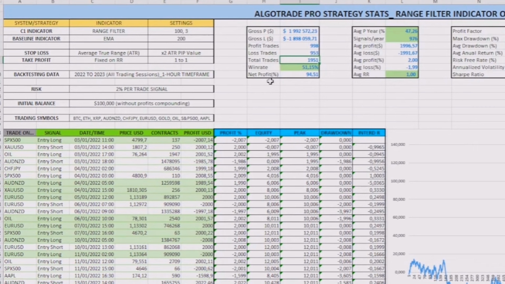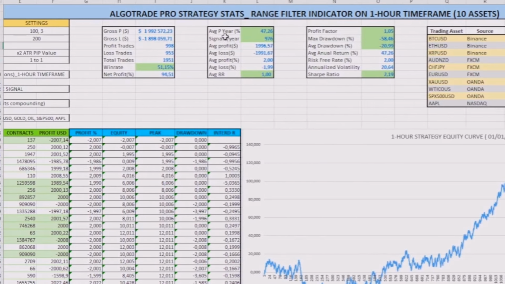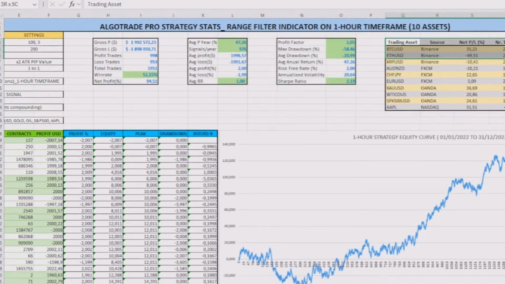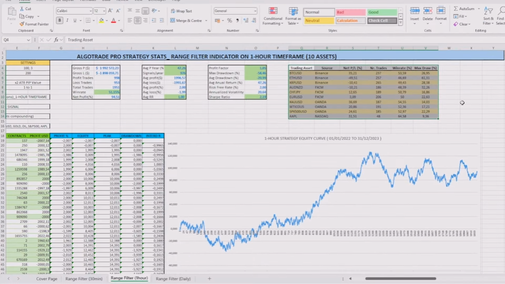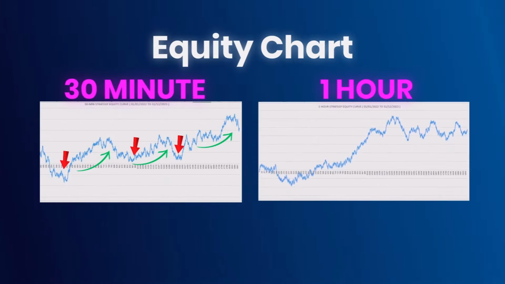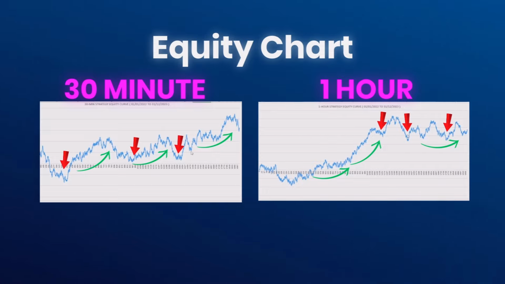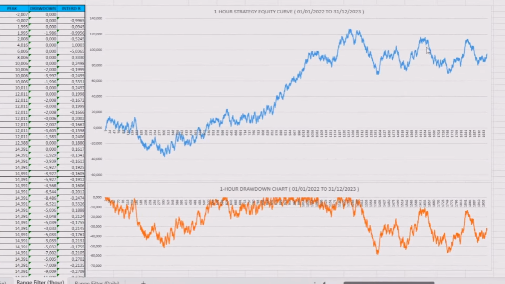Next, in the 1-hour time frame, after 1,950 trades, the indicator achieved a win rate of about 51% and a net profit of 94%. Again, here you can find other metrics and also the results from every asset. Looking at the equity chart, it was similar to the previous one. It was profitable but not very consistent, because after this moment here it has been flat, which is something that usually I don't like to see.